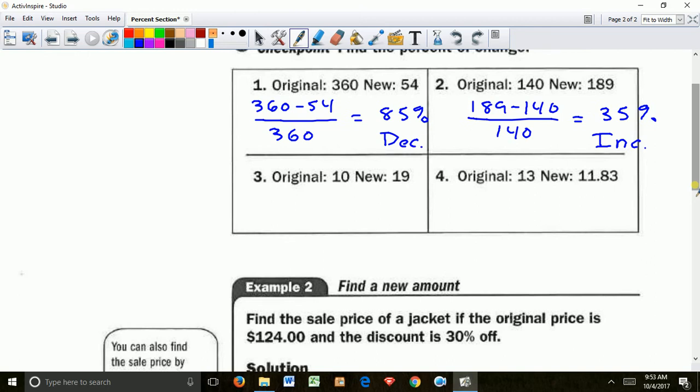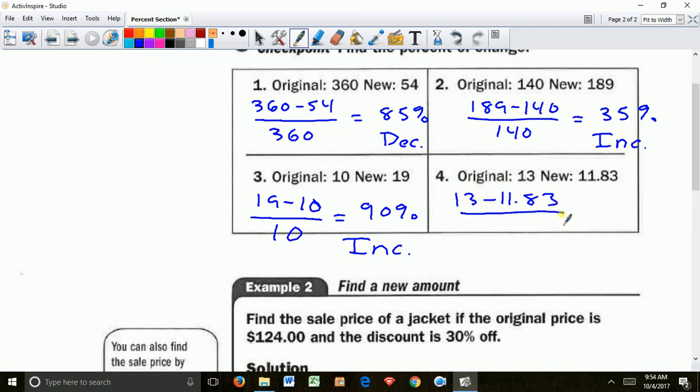Number 3, you've got the original amount being 10, the new amount being 19. So you can see that this is also an increase. Take 19 minus 10, divide that by 10, and if you simplify that and put that as a percent, you get 90%, which is an increase. For the last one, the original amount is 13, and the new amount is 11.83. So take 13 minus 11.83, and then divide that by 13. We do get 9%. Since we're going down to 11.83, this represents a decrease.